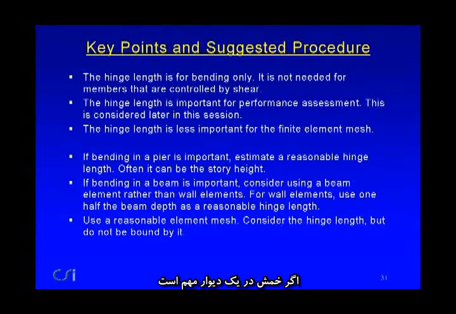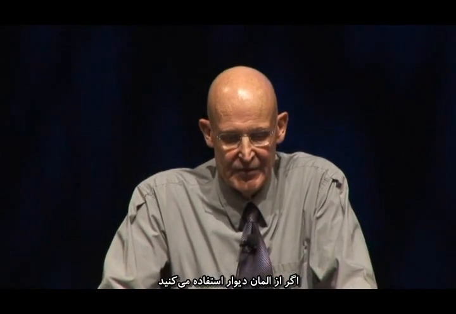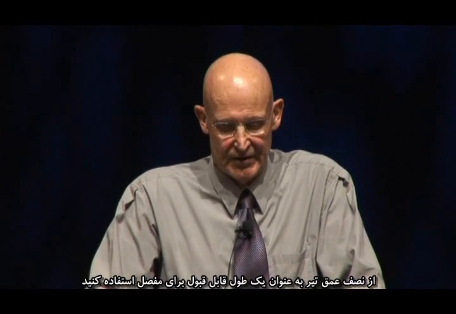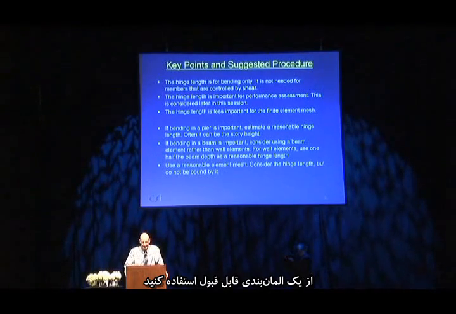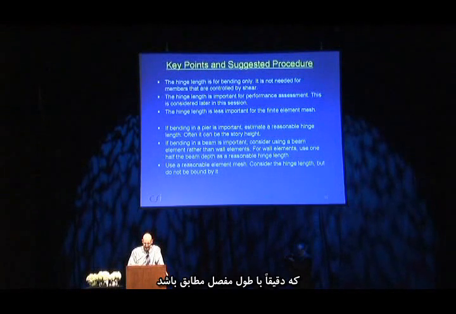So if bending in a pier is important, estimate a reasonable hinge length, and often it can be the story height. It's very nice if it can be, because that just gets around the problem. If bending in a beam is important, consider using a beam element rather than wall elements. If you use wall elements, use 1/2 the beam depth as a reasonable hinge length, and use a reasonable element mesh. Consider the hinge length, but you don't have to have an element which exactly matches the hinge length.